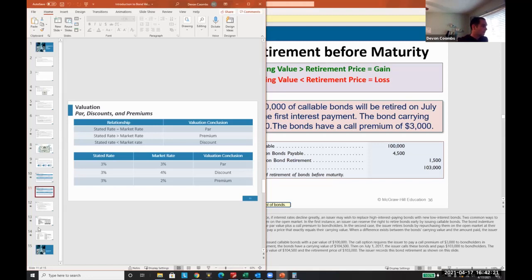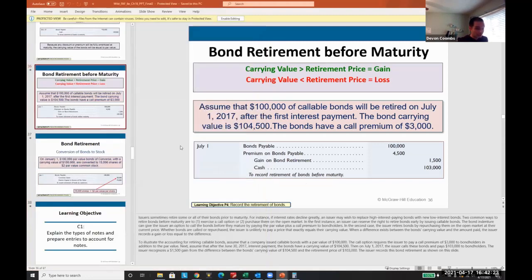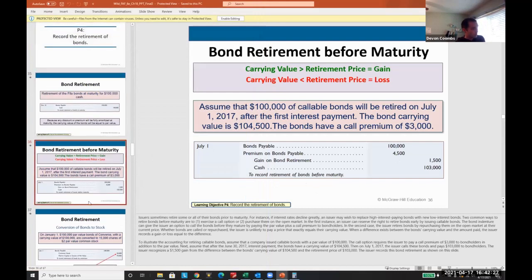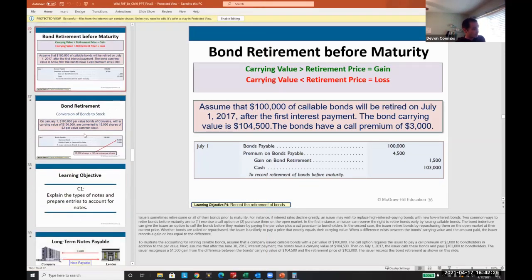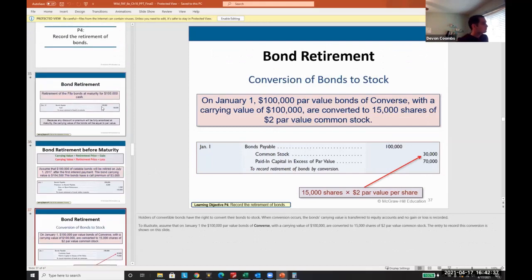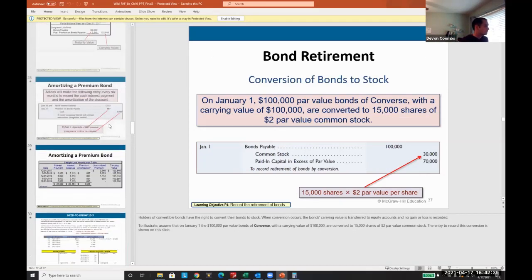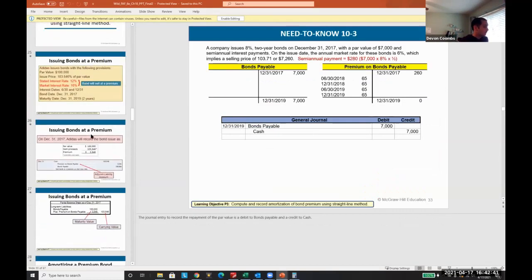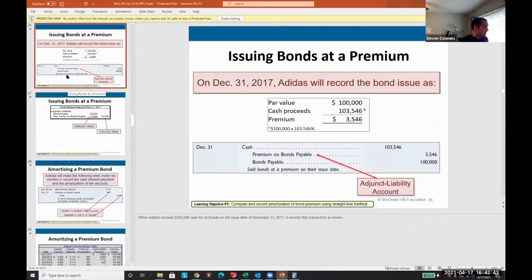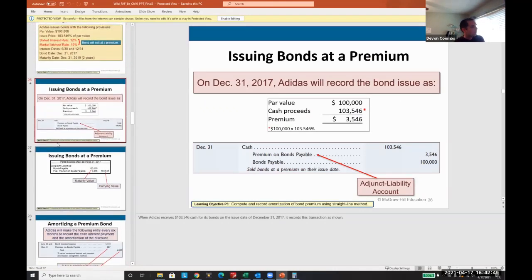If we are, what's the journal entry, which ties to here? If we sell it at a premium, what's the journal entry? We're going to get our cash, debit cash, we'll credit bonds payable, and then there's going to be a premium on bonds payable, which you'll see in the slides. What else? We'll talk about the issuance of it. So debit cash, credit bonds payable, and we'll credit the premium.